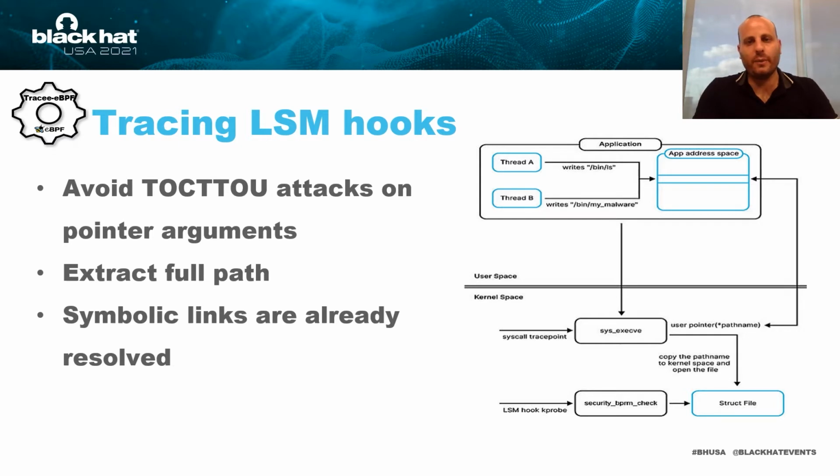Using the security BPRM LSM hook, on the other hand, we can read the internal kernel data structure and get the effective file name that was given to the kernel as an argument. Another advantage of hooking to LSM hook is that we can extract the absolute file path given to the system call, even if only a relative path or a link were given.